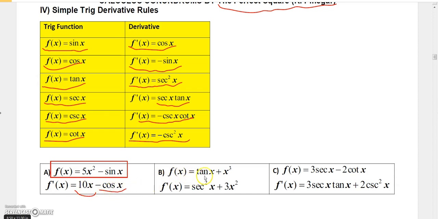The next example actually involves a tangent. So I have tangent x plus x cubed. And we know from up here the derivative of tangent x is secant squared x. So we would get secant squared x right here. And then we know the derivative of x cubed is simply 3x squared.